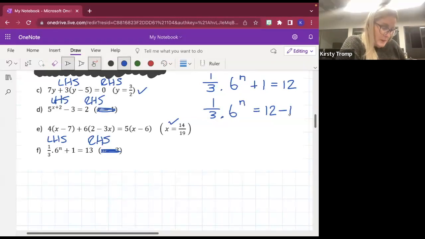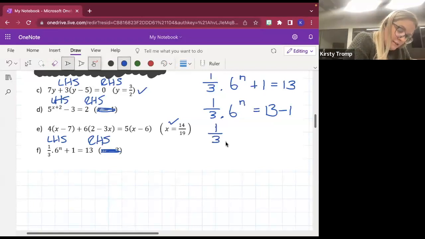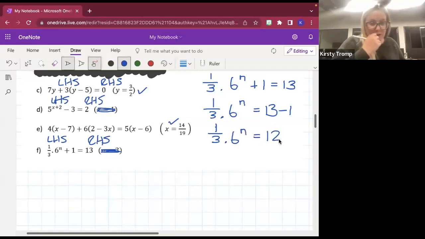Oh, and somebody's picked up a mistake I made. Thank you so much for that, guys. So this is actually 13. Apologies. Thank you so much for picking up on that. Okay, so now I have 1 over 3 times 6 to the n equals 12.